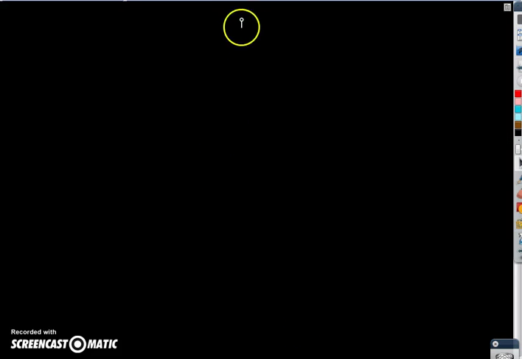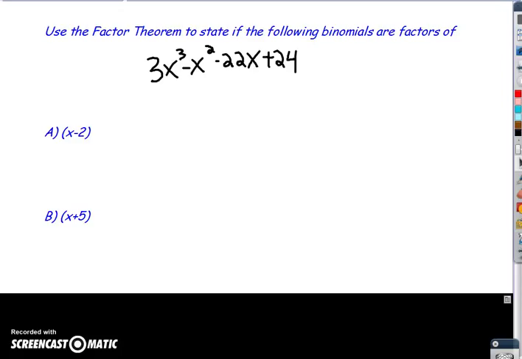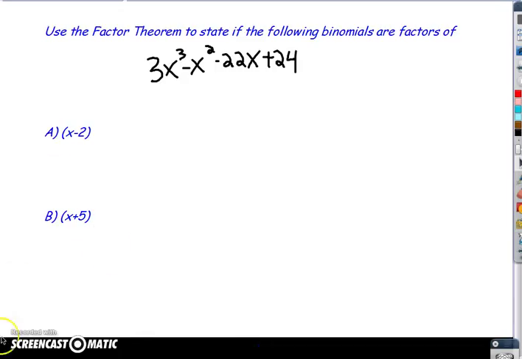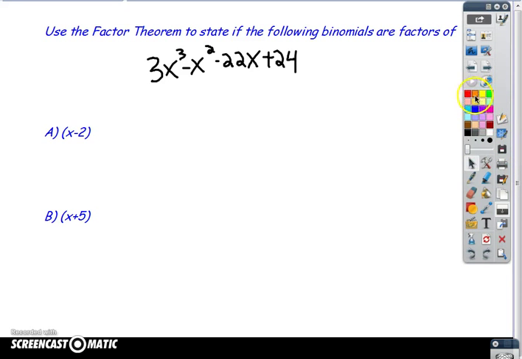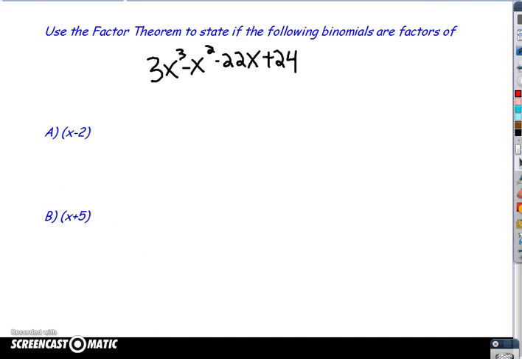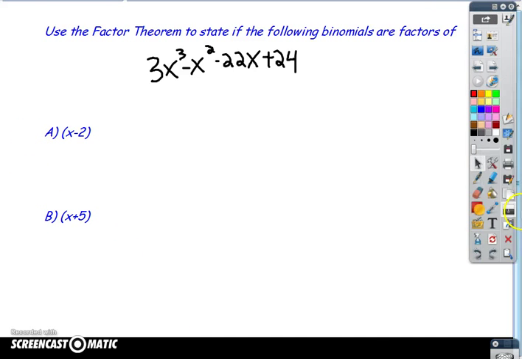Observe. Use the factor theorem to state if the following binomials are factors of this function. So I say x minus 2 is a factor of that. Now, you could go ahead and attempt to factor this. It would be a pain. And then you can look and say, are these two things factors of those? Well, that's possible. Or you could do division, namely synthetic division. So let's first tackle part A.